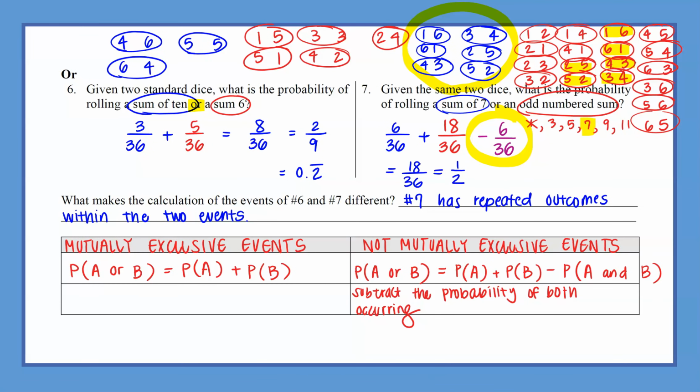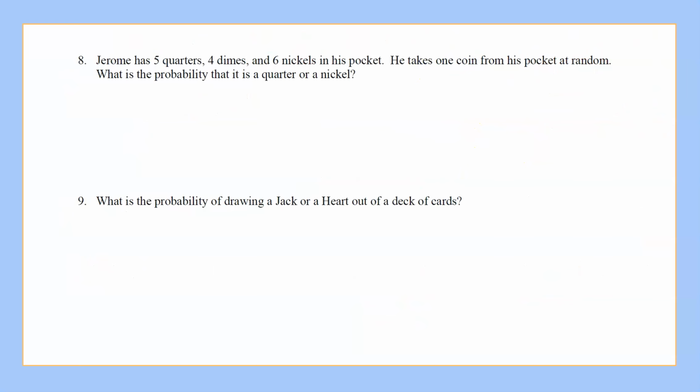For not mutually exclusive events, which sometimes can also be called inclusive events but not always, we always want to remember to subtract the probability of both occurring. Please read 8 and 9 and attempt both problems on your own. You can pause the video at this time.